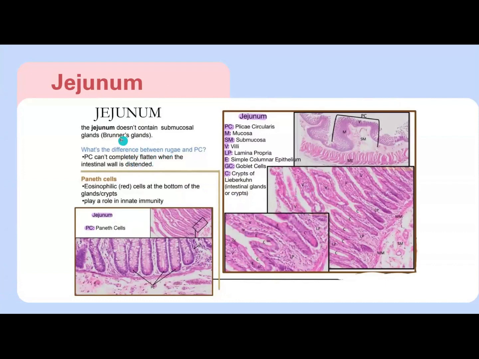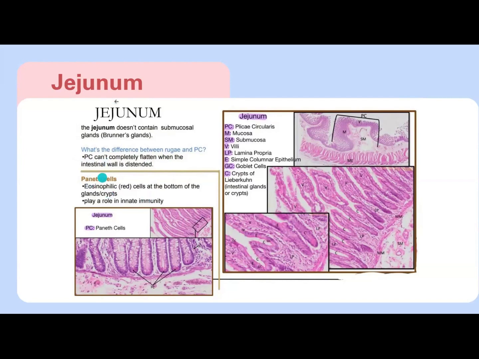The jejunum does not contain the Brunner's gland. We already said it's only found in the duodenum. What's the difference between rugae, which are the foldings found in the stomach, and the plicae circulares, which are the foldings found in the intestine? Plicae circulares cannot completely flatten when the intestinal wall is distended. When you eat a lot of food, your stomach can widen really big until it's completely flat. The intestines cannot do that.